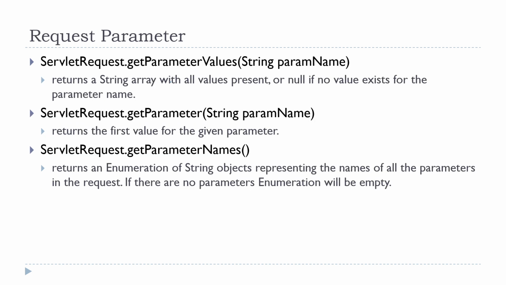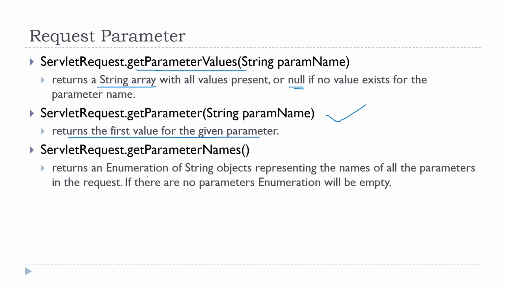Now the request parameters. To get the request parameters, we have already seen the getParameter method. It returns the value for the given parameter. It will match the name of the form element and the name that we are passing here, and it will retrieve the value for that parameter. We also have methods like getParameterValues. In case we have multiple values for the same parameter name, they will be returned as an array of strings, and it will be null if there are no values existing.